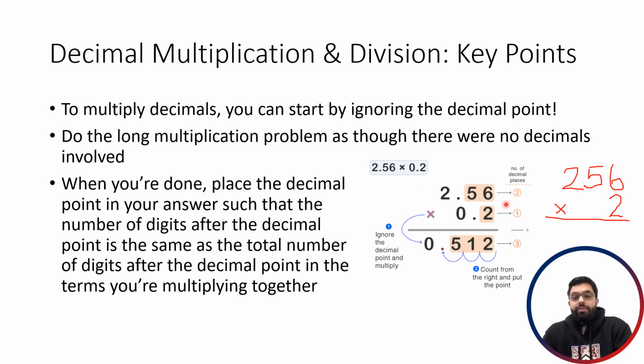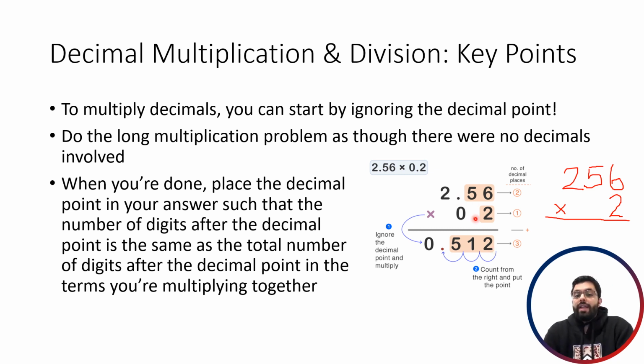So you go through this problem. Ignoring the decimal point, we got 2 times 6 is 12. So we put the 2 down here, carry the 1. 2 times 5 is 10 plus the 1 that we just carried, 11. So we put a 1 down here, and then we carry a 1 over there. 2 times 2 is 4 plus the 1 we just carried, that's a 5. So we have 512 down here.